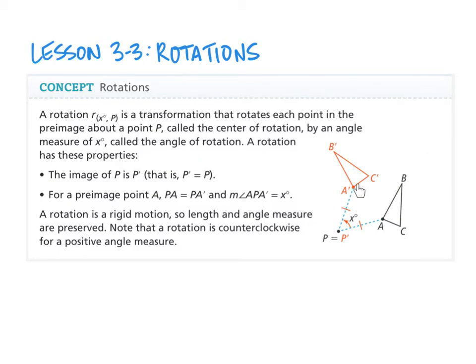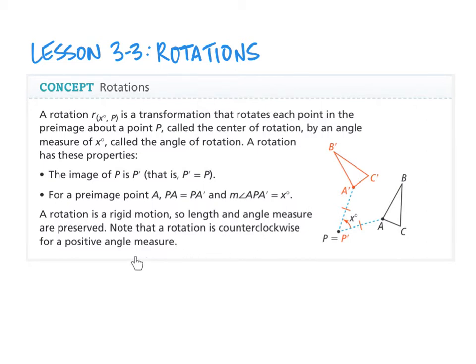So we can see here, we have this shape, ABC, that got rotated x degrees around point P, and then the new location of A was here on A prime, right? And if I connect A to P and then A prime to P, that angle measure is x degrees. And a rotation is a rigid motion, so whatever shape you create after rotating a shape, it's going to be identical to what you started with. All the side lengths and angle measures will be preserved.